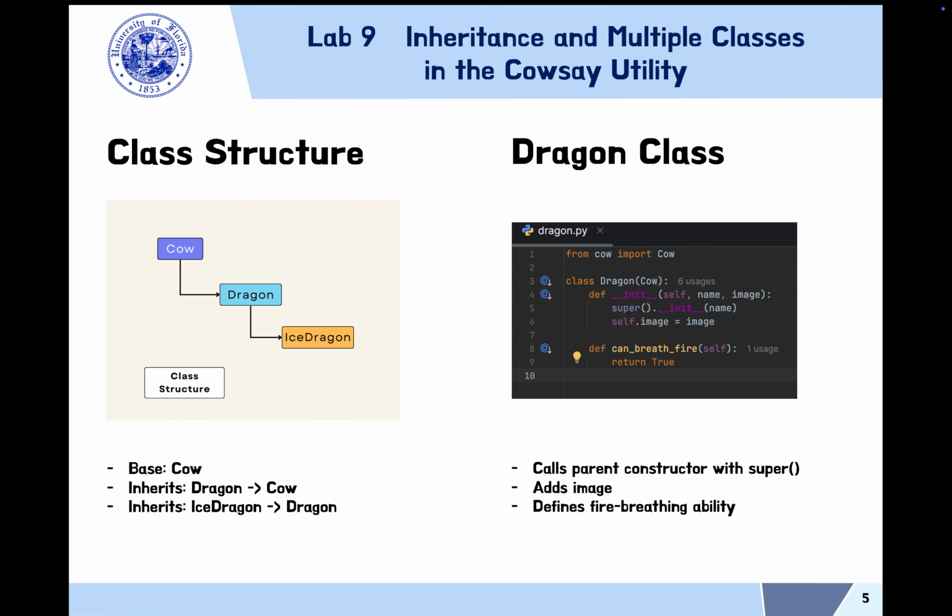Let's take a look at the dragon class. It inherits from cow and uses the super function to call the constructor of the base class. After that, we assign the image properties specific to dragons. One of the most important methods here is can_breathe_fire, which returns true. This method distinguishes dragons from regular cows and will be used later in the main program to determine behavior. This is a great example, I think, of how we can add functionality in a subclass.